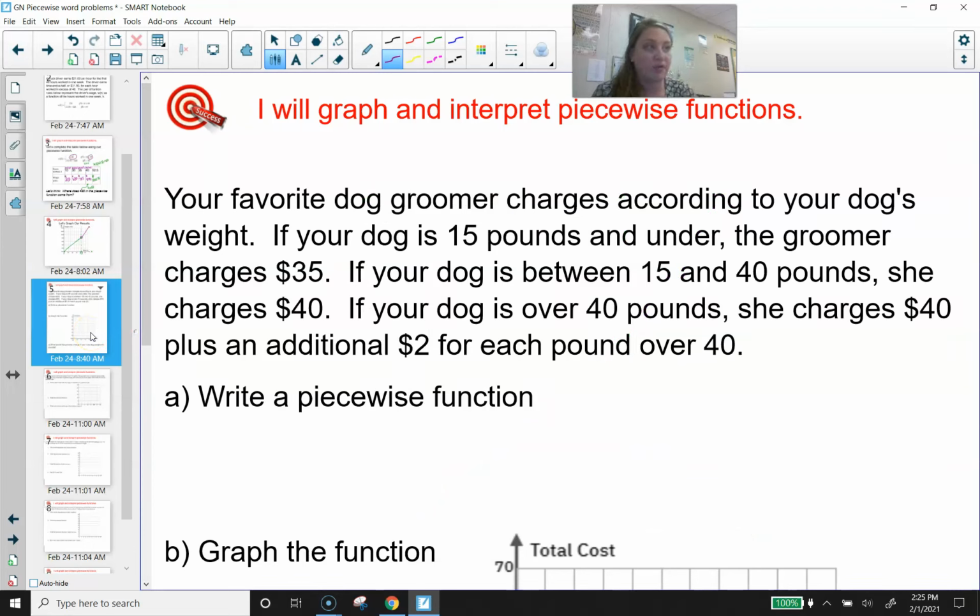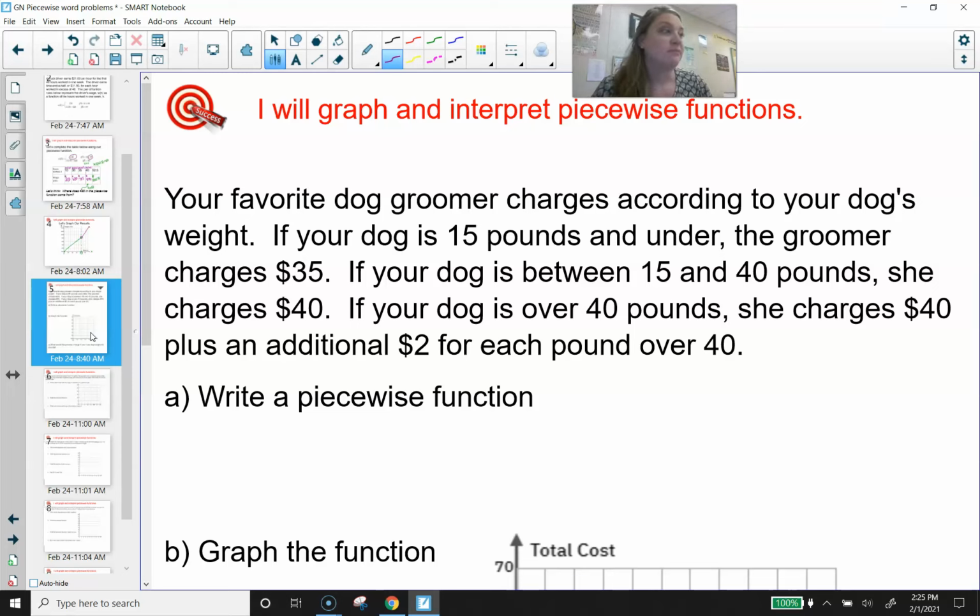All right, we have a dog groomer. He charges according to your dog's weight. If your dog is 15 pounds and under, the groomer charges $35. If your dog is between 15 and 40 pounds, she charges $40. And if your dog is over 40 pounds, she charges $40 plus an additional $2 for each pound over 40.